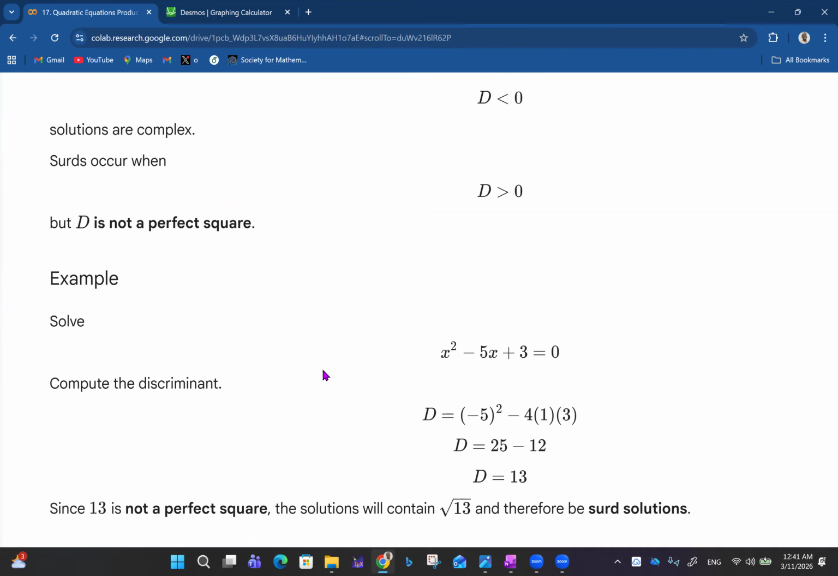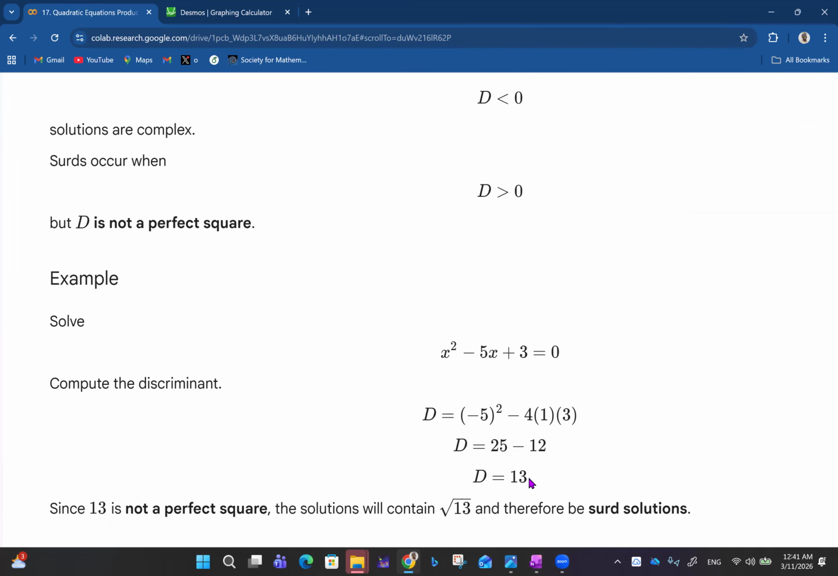Okay, so that goes. So we come to an example to buttress that point. You want to compute x squared minus 5x plus 3 equals 0. So if you compute the discriminant now, d is b squared minus 4ac. So b is the coefficient of x, that's minus 5 squared, minus 4. a is 1, then c is 3. So d now is minus 5 squared, that's 25, minus 4 times 1 times 3, which is 12.